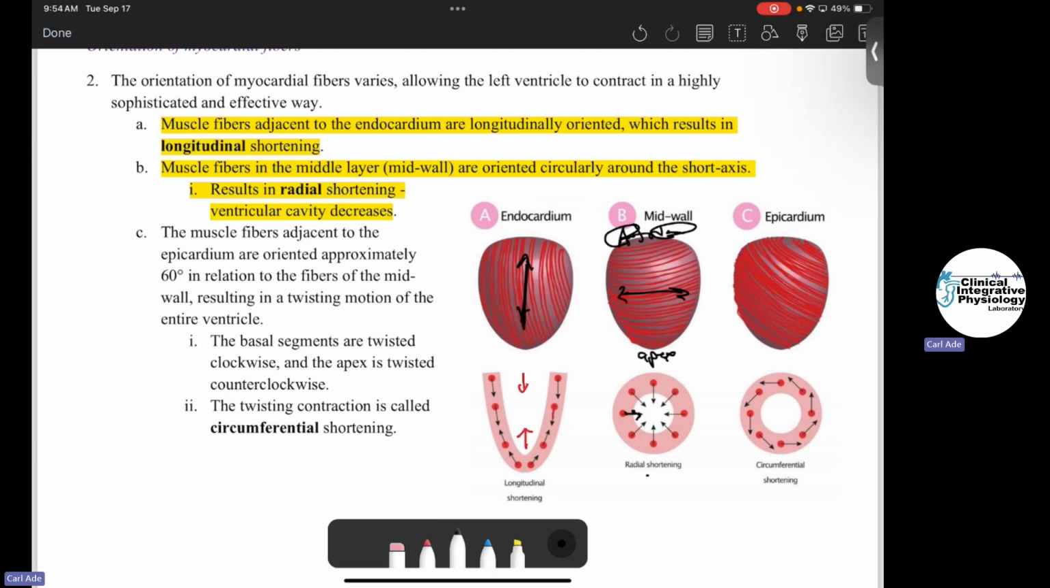And then if we get out to the epicardium, on the very outer surface, they're somewhere in between. They're around a 60-degree relationship. Which means when these myocardial cells contract, they actually twist and they get what's referred to as circumferential shortening.